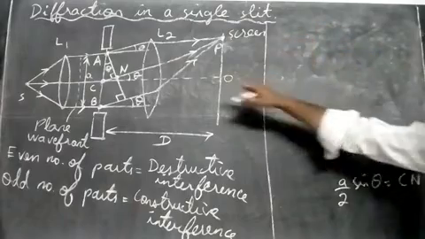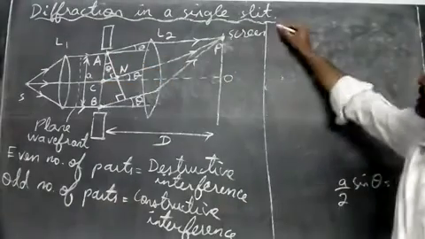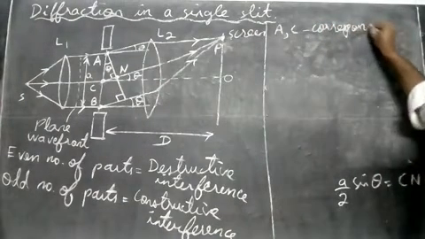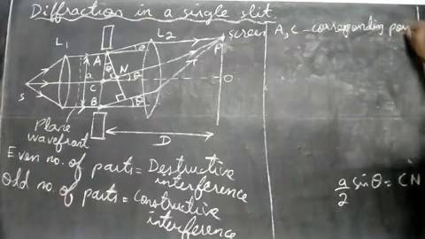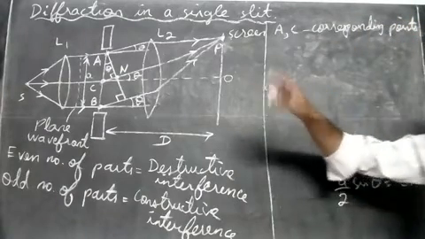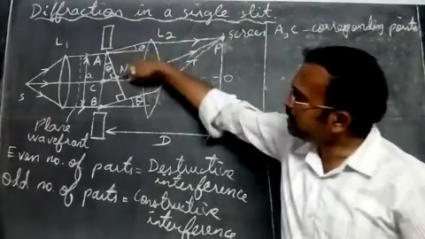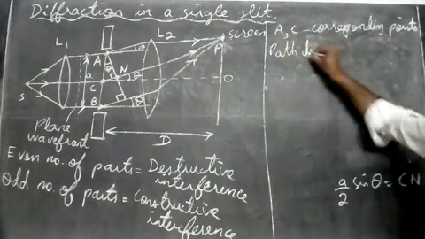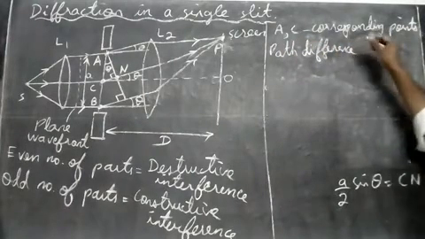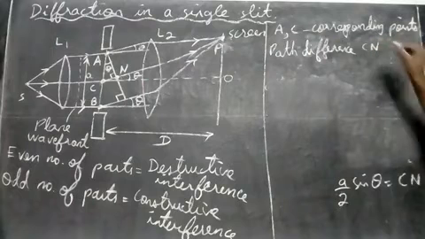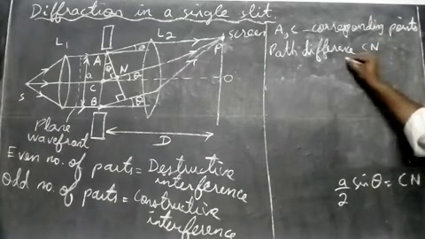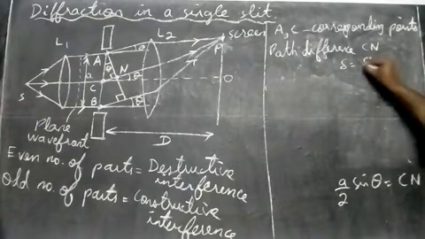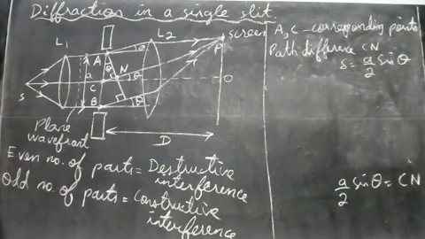Now let's see these two points A and C, which are said to be corresponding points. Next, we must see the path difference between the first and second ray. The path difference is CN. The path difference we usually write as del, the symbol for path difference. Del is equal to CN, that is A by 2 sine theta. That is the path difference here.